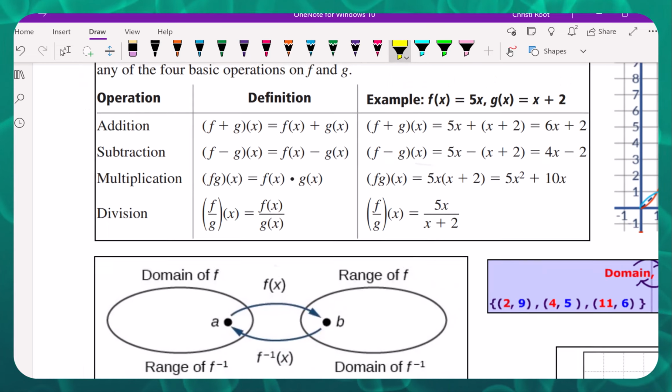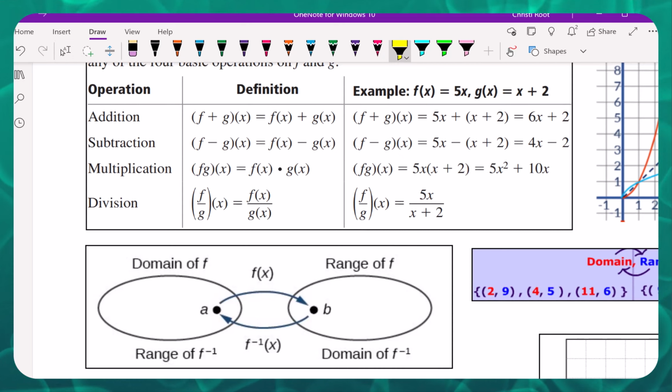The only one that you really need to pay very close attention to is subtraction. When you are subtracting your functions, make sure that you are subtracting everything in that second function. So if you have more than one term, this is going to wind up being negative x and then minus 2, because you have to subtract both of these terms, and then of course it turns into 5x minus 2.